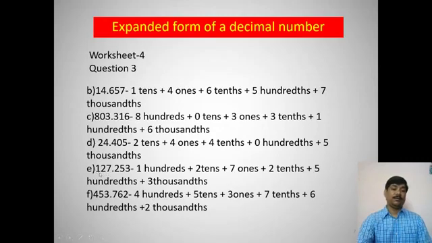In this number, how many ones? 7 ones. How many tens? 2 tens. How many hundredths? 5 hundredths. How many thousandths? 3 thousandths. To write in expanded form, we will multiply each digit by its place value. This is another form.